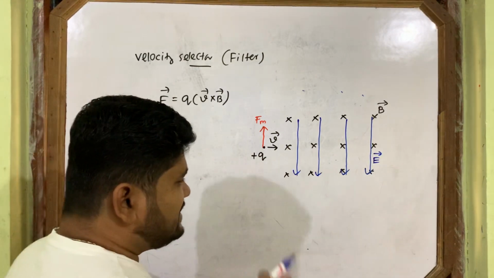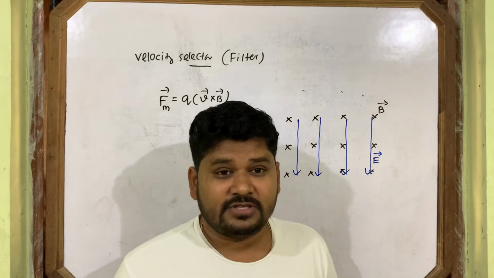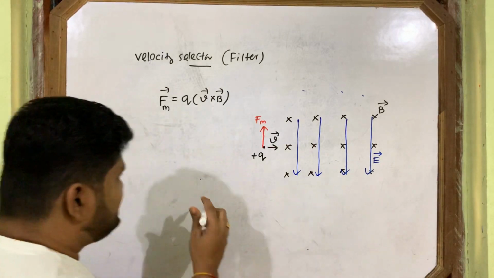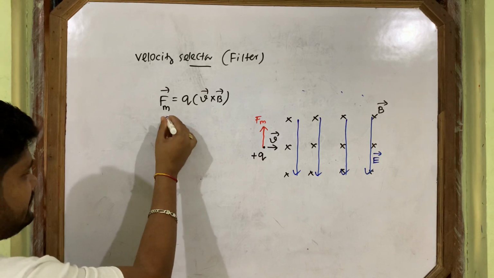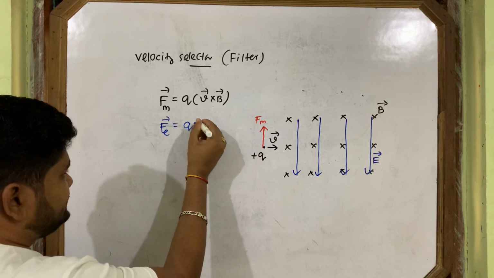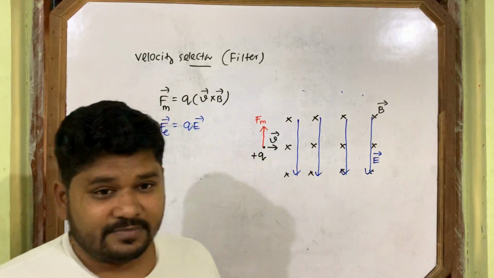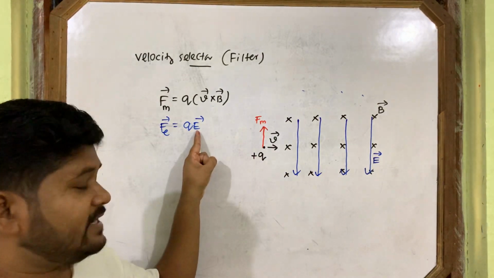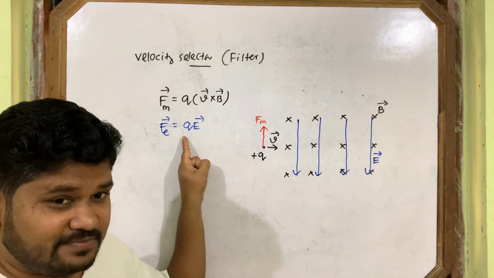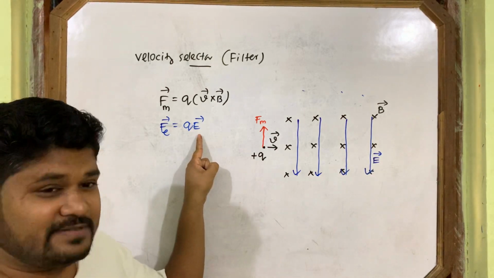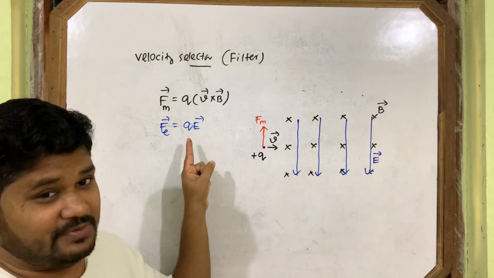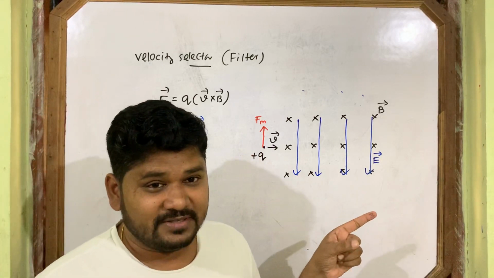If the charged particle is in an electric field, then a force also acts. And what force will the electric field apply? Q E vector. But what is the direction of the force? The direction of the force is along the electric field if Q is positive, and opposite to the electric field if Q is negative. You recall the first chapter.